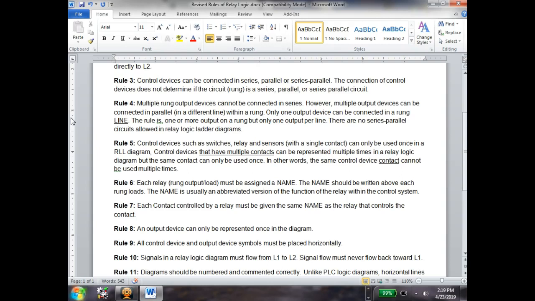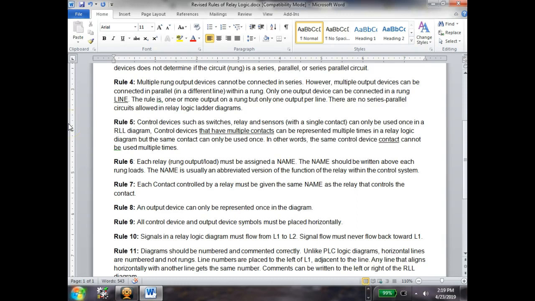Output devices can only be represented once in a diagram. So we can't have the same output multiple times like you can in a PLC. Don't get PLCs and these guys confused with each other. One of them is a program, one of them is hardwired, right? You understand?